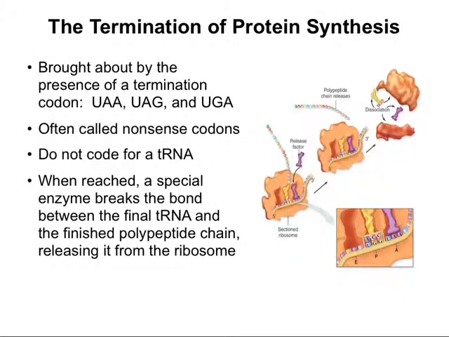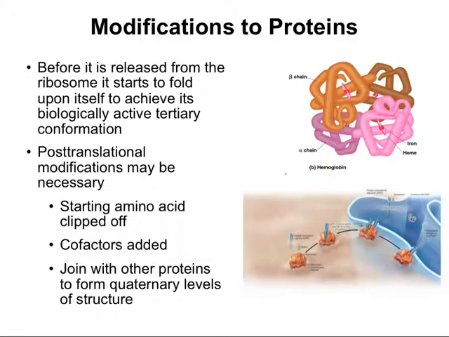Before the polypeptide is really ready, it actually has to become a protein. It's going to become a protein by becoming modified. There's many post-translational modifications that are necessary. Before it's released from the ribosome, the polypeptide chain will start to fold upon itself and achieve its tertiary conformation. You'll recall from that chapter earlier in the semester.